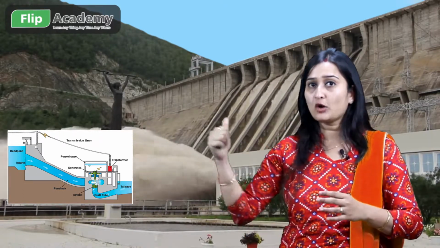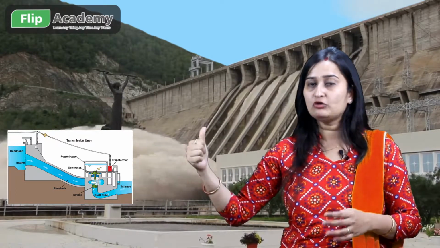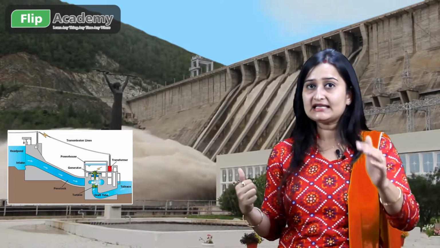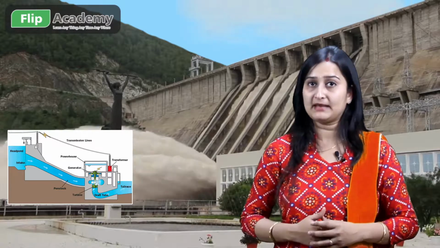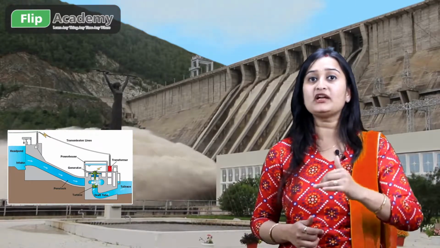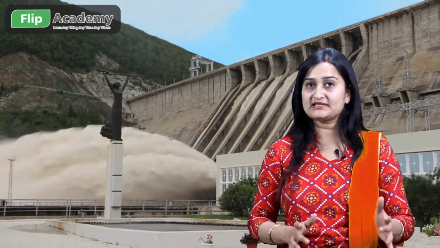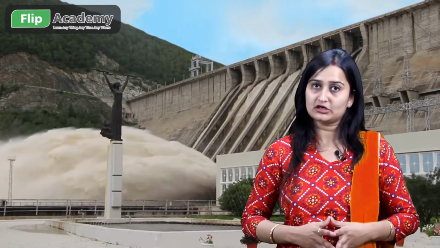Now, the water from the dam outlet flows out through the penstock, and the water which flows out from the penstock is generally from a great height. So it possesses a high amount of kinetic energy.